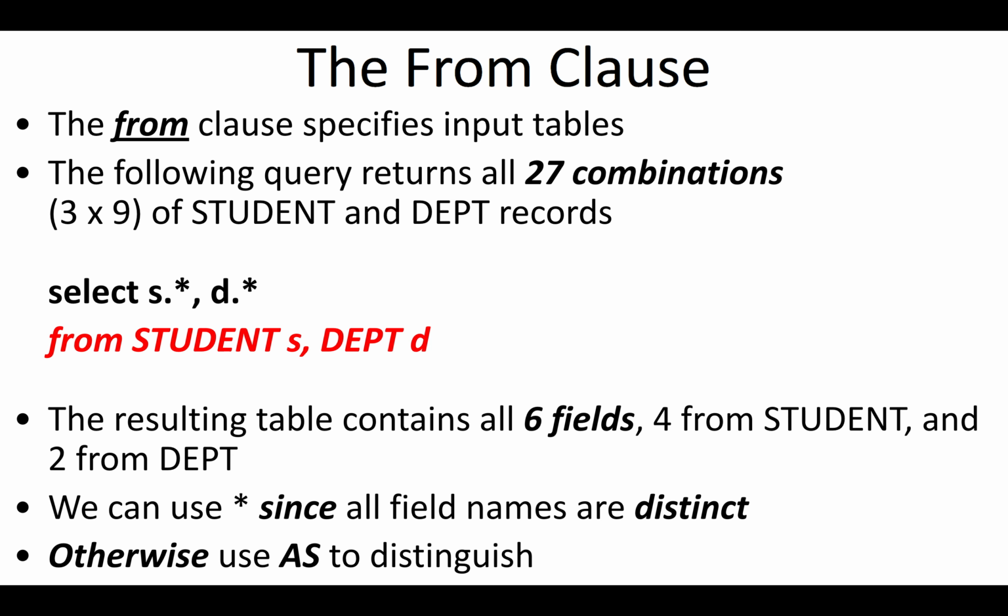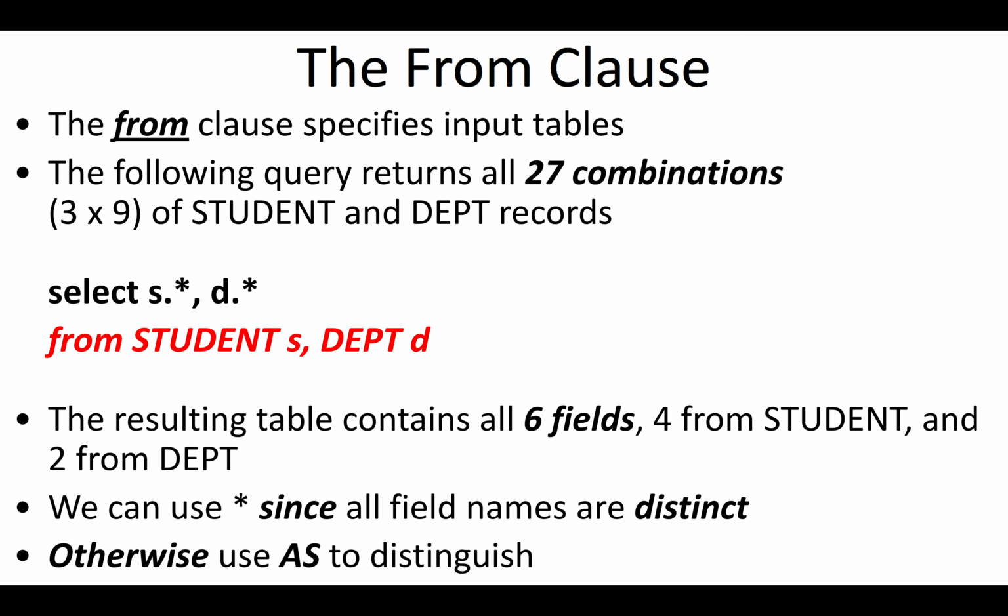Obviously, some of those combinations make no sense, because we don't have all students enrolled in all the departments. Instead, we have students enrolled in a single department. So more typically, there'll only be certain combinations that make sense, and some that don't.